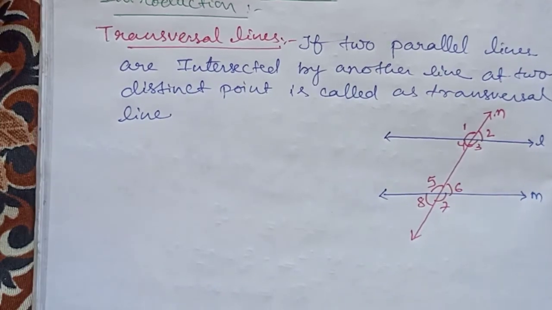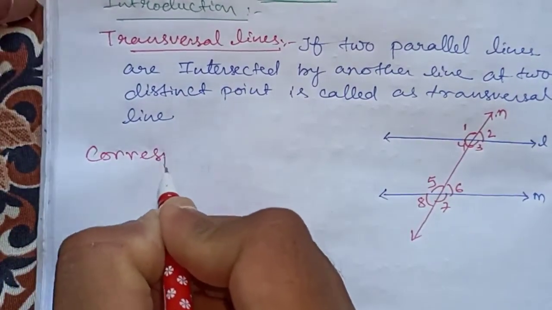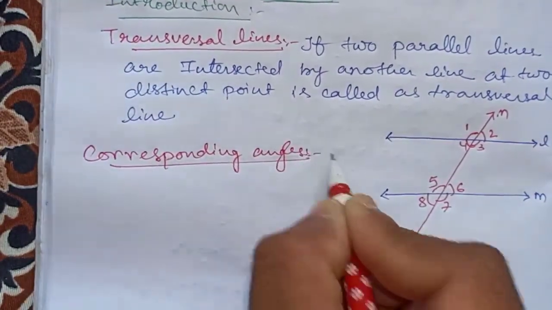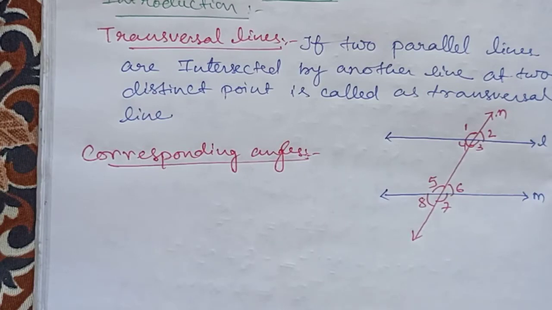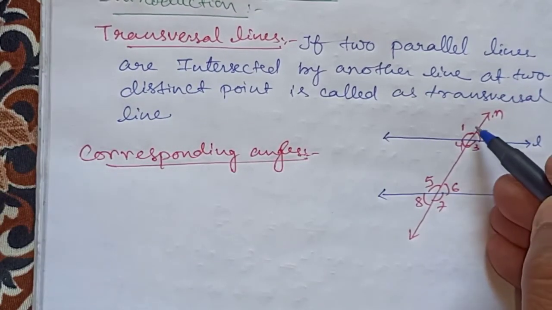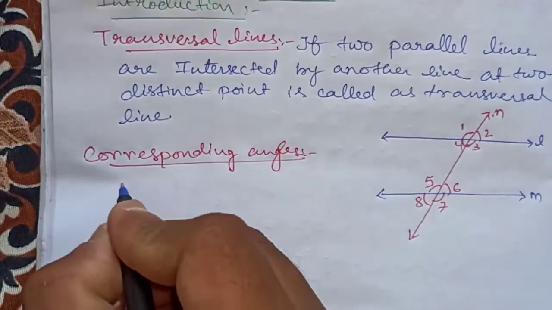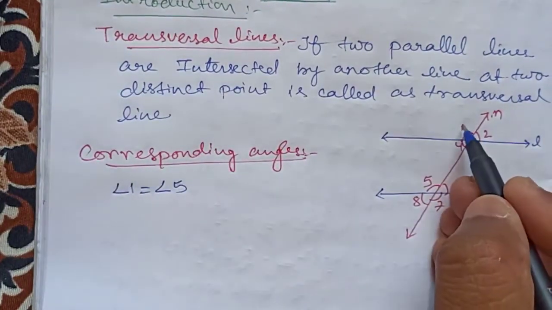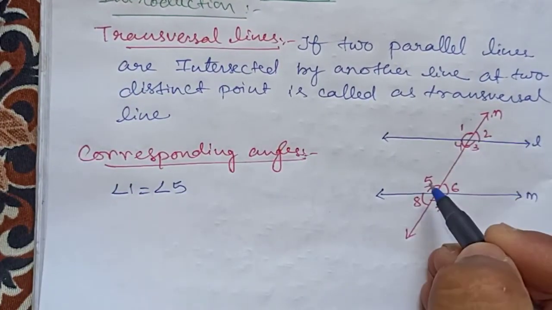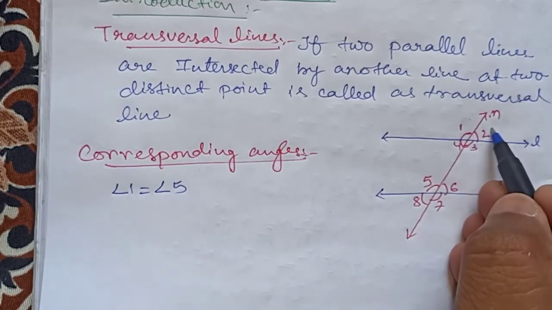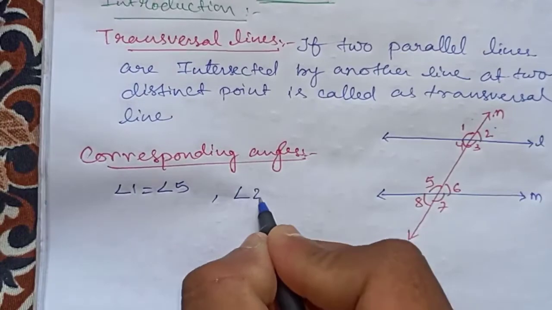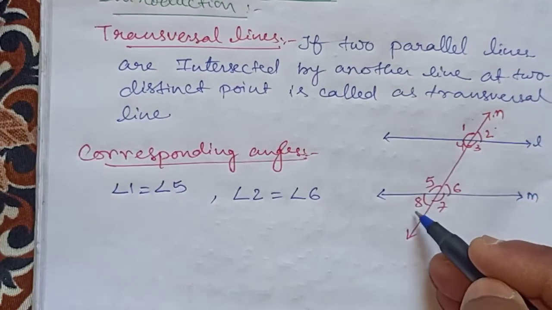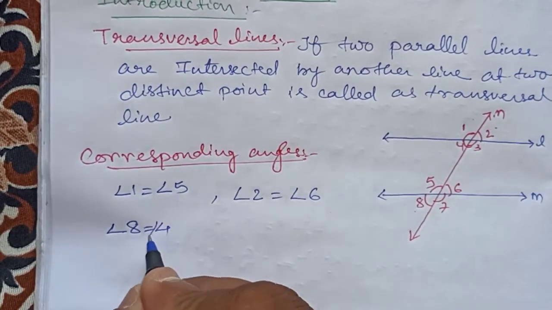The first relation is for corresponding angles. Which angles are corresponding here? See, this outside angle, angle 1, is equal to angle 5. One exterior angle and one interior angle are equal. Angle 1 equals angle 5. Similarly, angle 2 equals angle 6. Next, angle 8 equals angle 4.